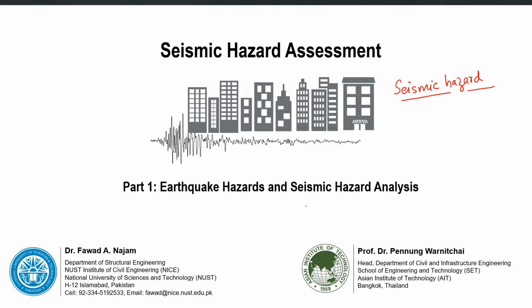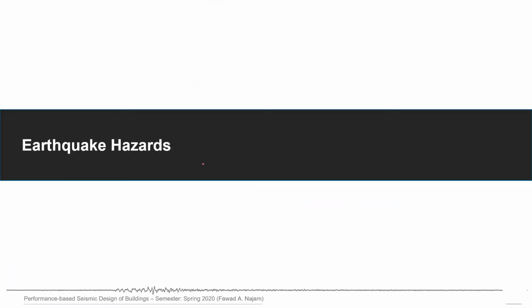That process is the seismic hazard analysis, and that we will look into in a bit more detail in the next sessions. In this session we will only introduce some of the hazards which are caused by earthquake events, and we will also just introduce the process of the seismic hazard analysis. So let's start this discussion, and we will start with the earthquake hazards.